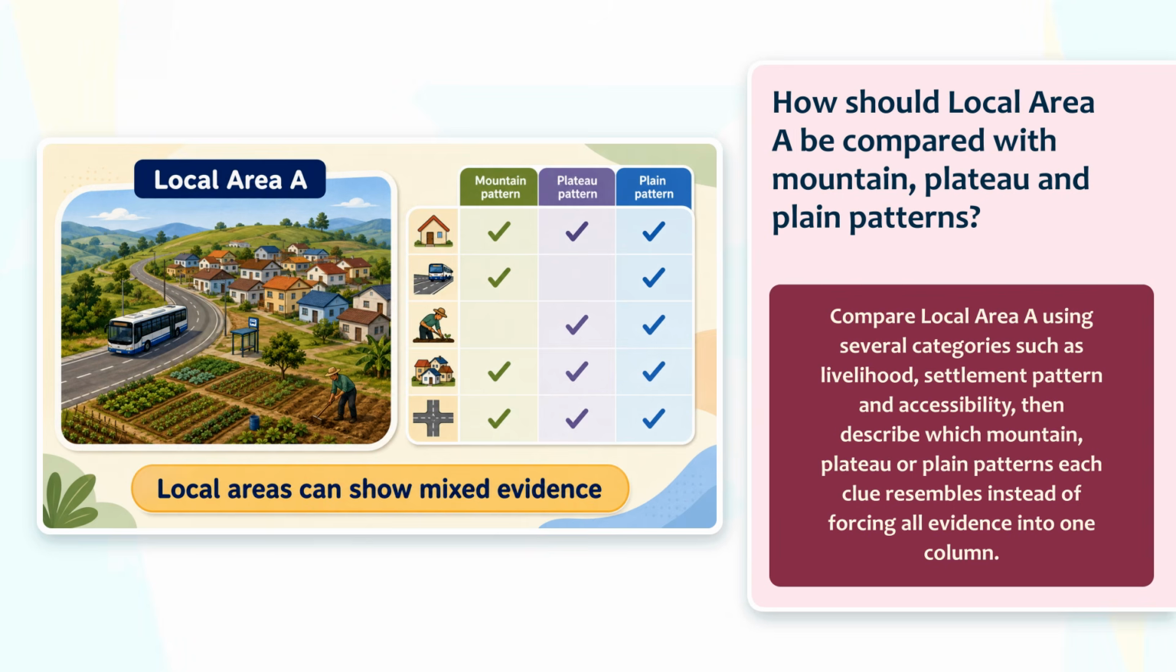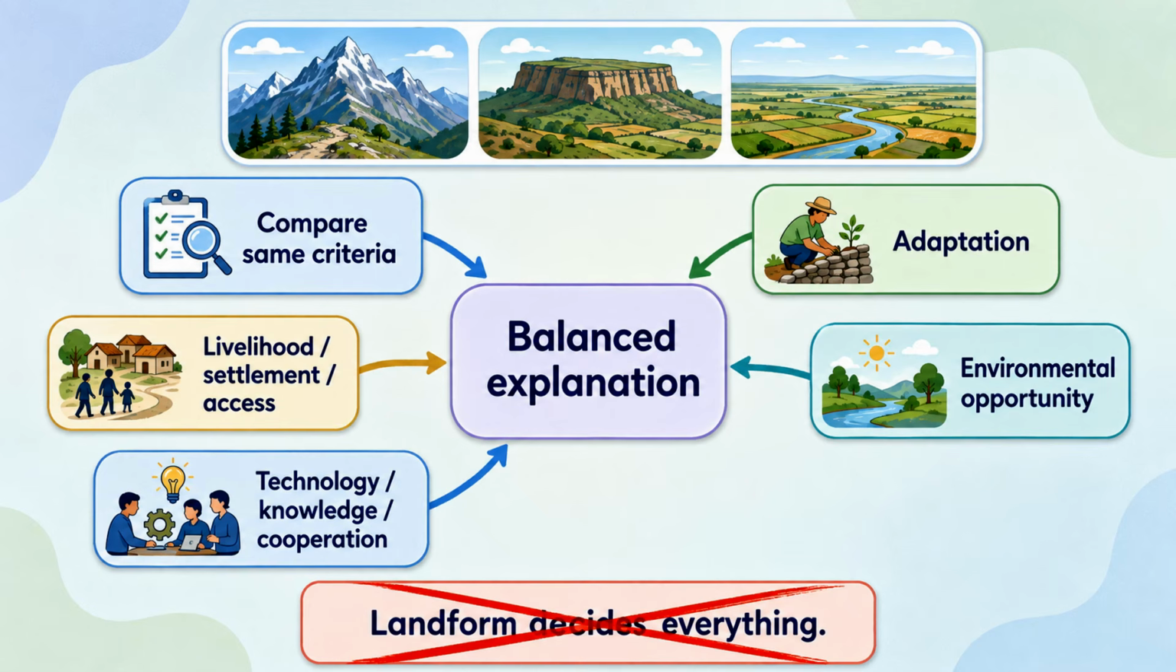Next, we will combine adaptation, comparison, environmental opportunity, and human choice in one final evidence task. This final board brings the lesson together. Compare the same criteria across landforms, identify adaptation, keep livelihood, settlement pattern, and accessibility separate, and use environmental opportunity to describe influence without complete determination. Then add human agency. Technology, knowledge, and cooperation can expand choices. A balanced explanation connects all of these clues and rejects the claim that landform decides everything.